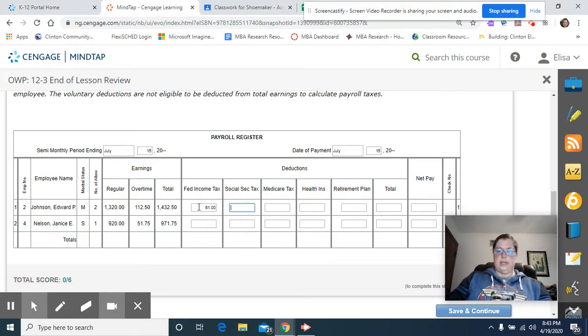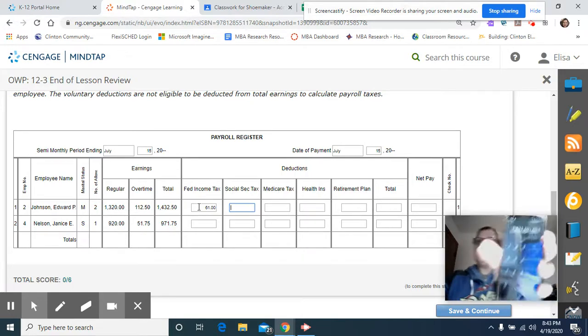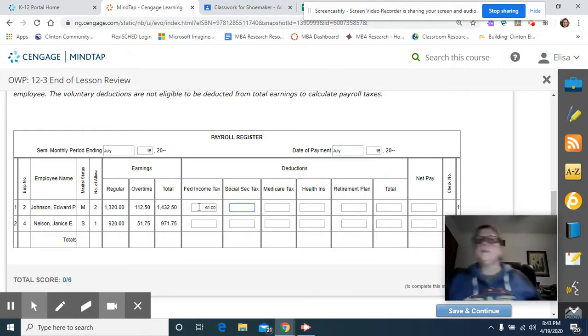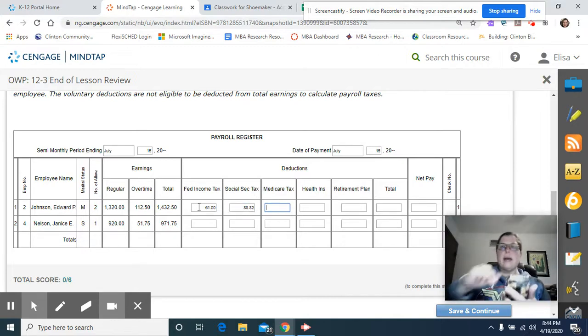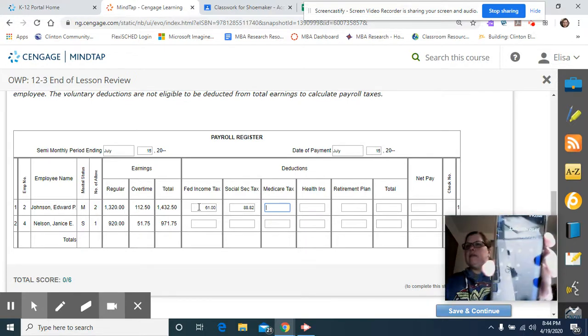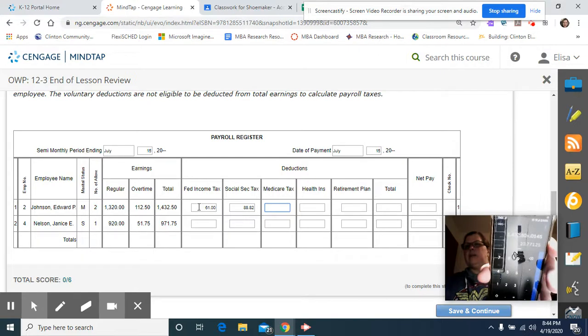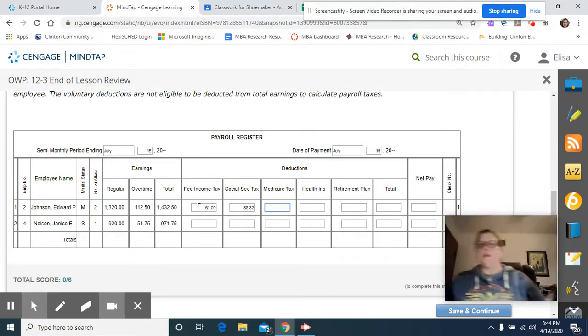$1432.50 times 0.062 is $88.82. And then Medicare tax is at 1.45%. So I'm gonna do 1432.50 times 0.0145, and that's just gonna be $20.77. Oh, that's terrible. There we go. Okay, $20.77.